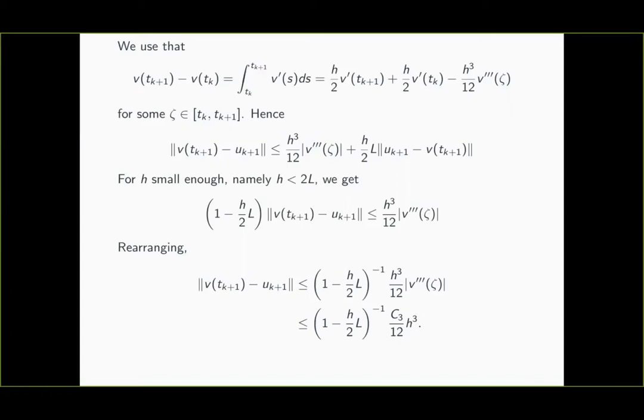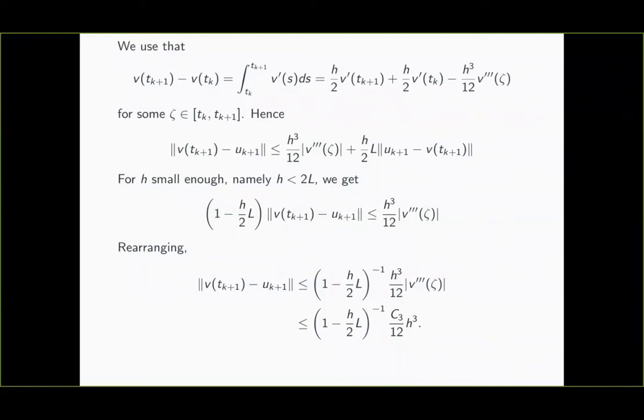Okay, taking norms and estimates, I get that the norm of the local discretization error is bounded from above by h cubed over 12 times the size of v''' of zeta, and then the term we had before, plus h over 2 times L times the norm of u_{k+1} minus v(t_{k+1}). And as you notice, that last term is actually just the local discretization error again.